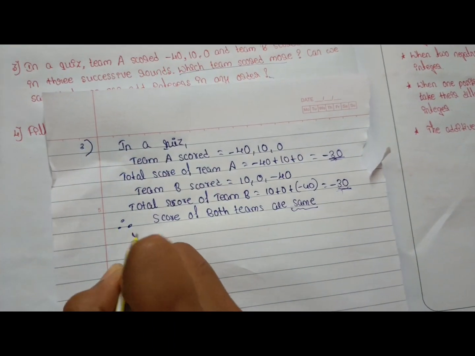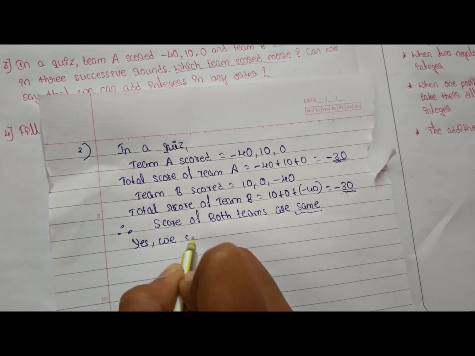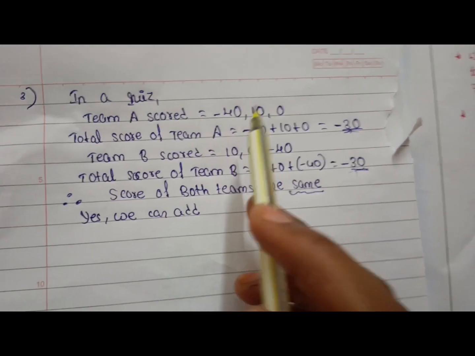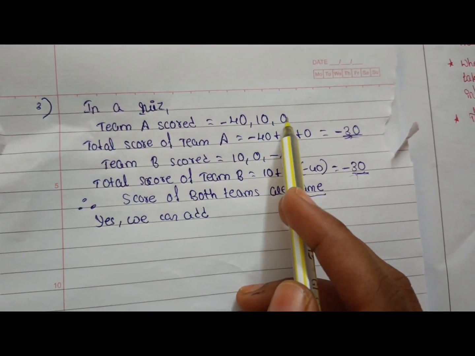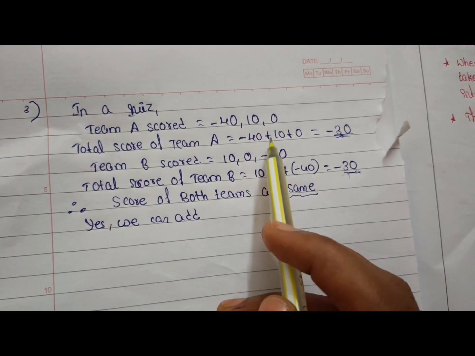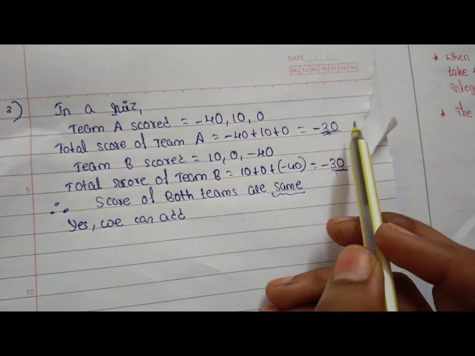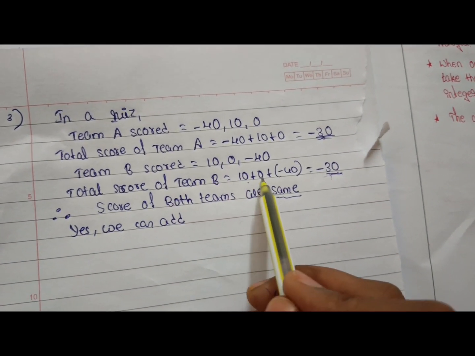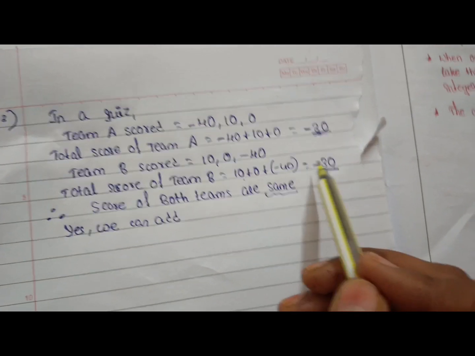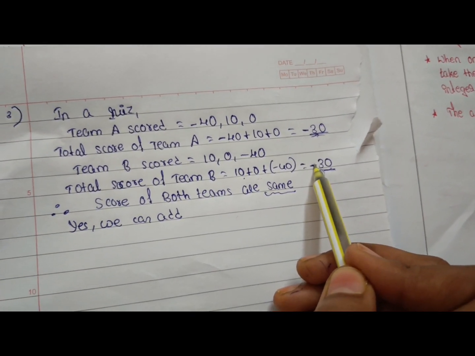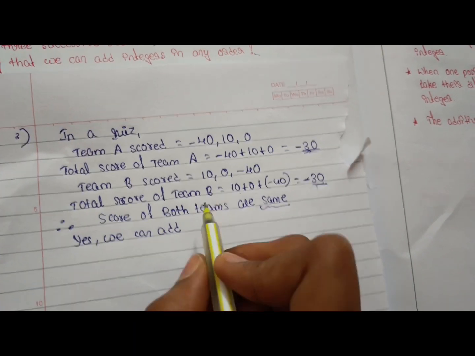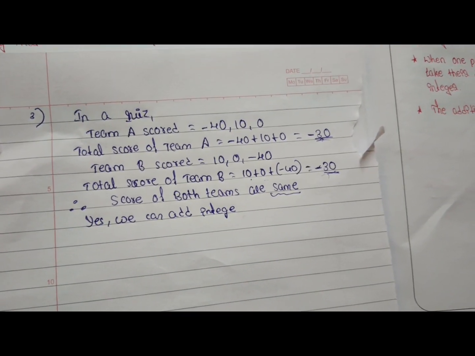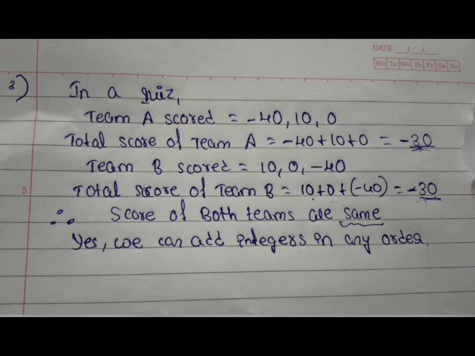Yes, we can add. How? See here, team A scores are given -40, 10, 0. First we added -40, after that 10 and after that 0, we got the answer -30. In terms of team B, first we added 10, after that 0, after that we added -40. Again we got -30 only. So here we can conclude that we can add integers in any order. That's it.